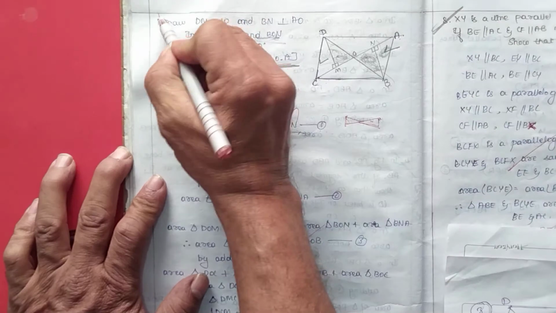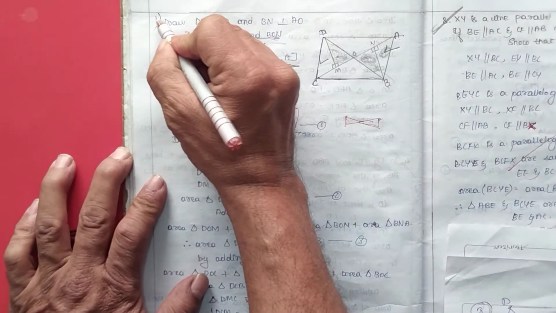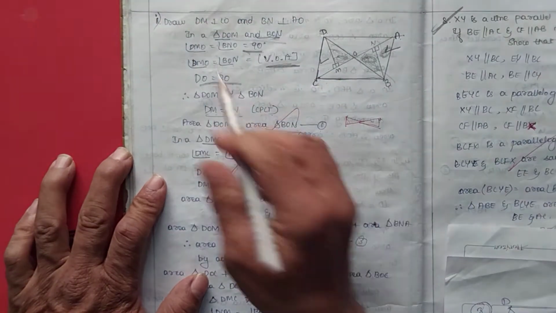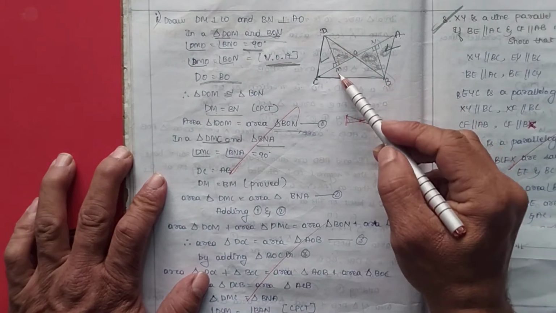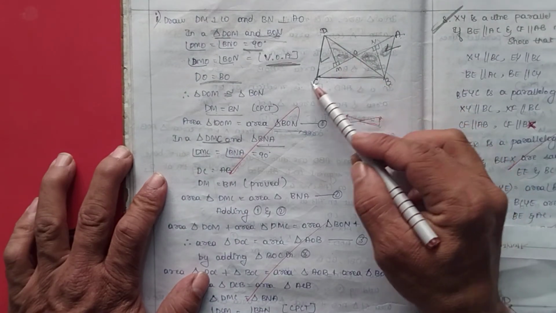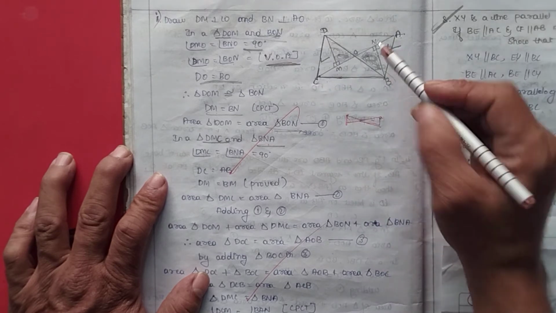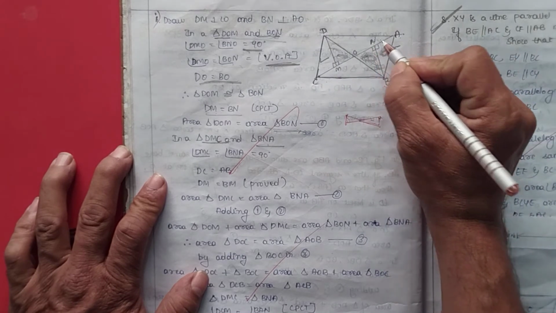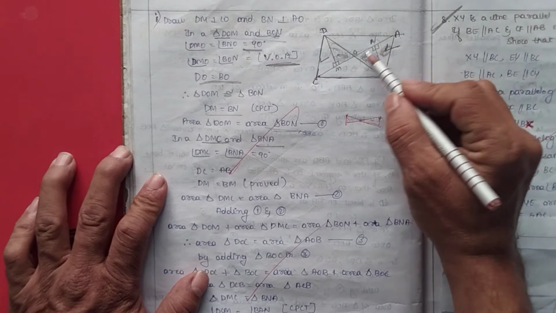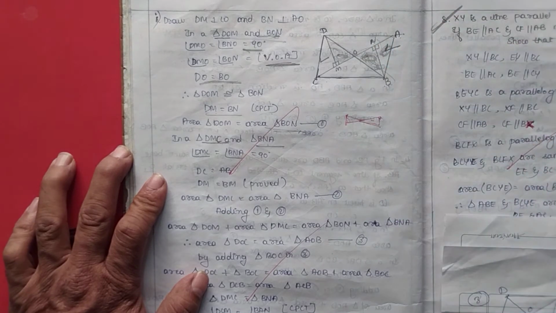Next, the first sub question. Draw DM perpendicular on CO, and BN perpendicular on AO. These are the two perpendicular lines we have drawn here.